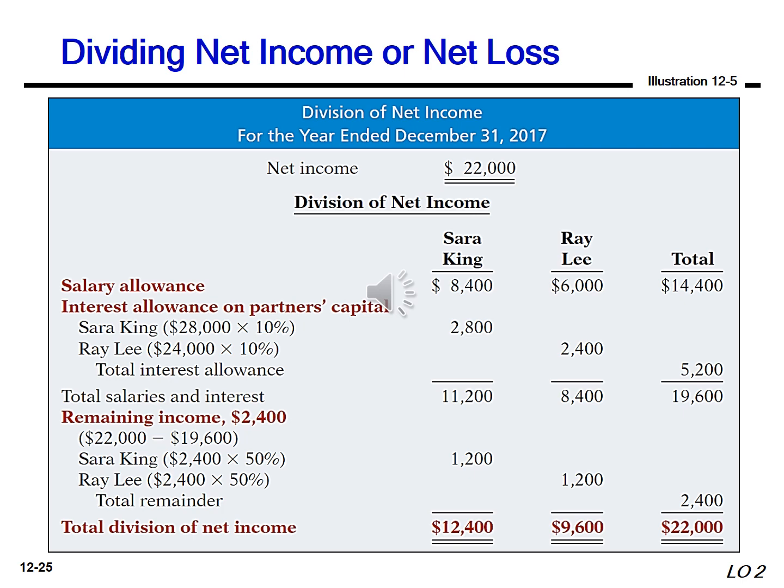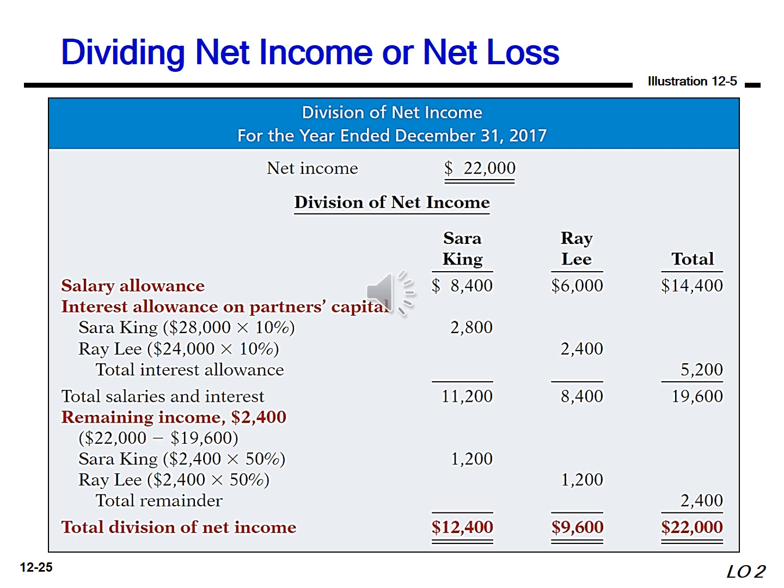And then we need to calculate the interest allowance on partners' capital. So Sarah's capital is $28,000, and taking 10% of that is going to give us $2,800. And for Ray Lee, his capital is $24,000, and taking 10% of that is going to give us $2,400. So these two add up to a total interest allowance of $5,200. So the total salaries and interest in this case for both partners is $19,600.